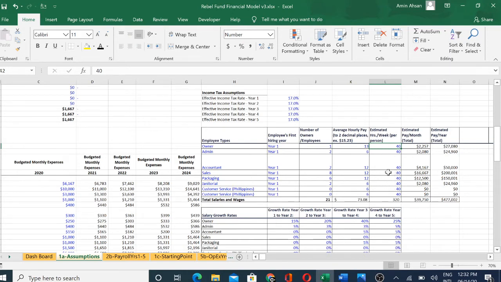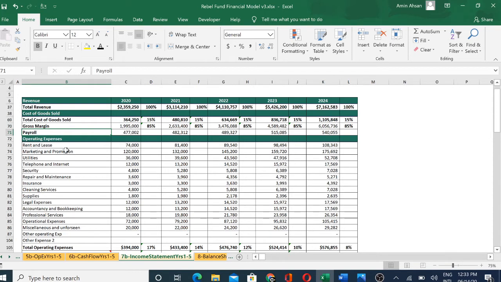I have assumed that every person we are hiring is working for 40 hours. These are estimated monthly pay for the whole of this category, and this is the estimated yearly pay. This is the total for year 1. So if you want to check this total for year 1, then go to the income statement yearly, the same sheet, and check: this is 4,77,000, the yearly salary for year 1.